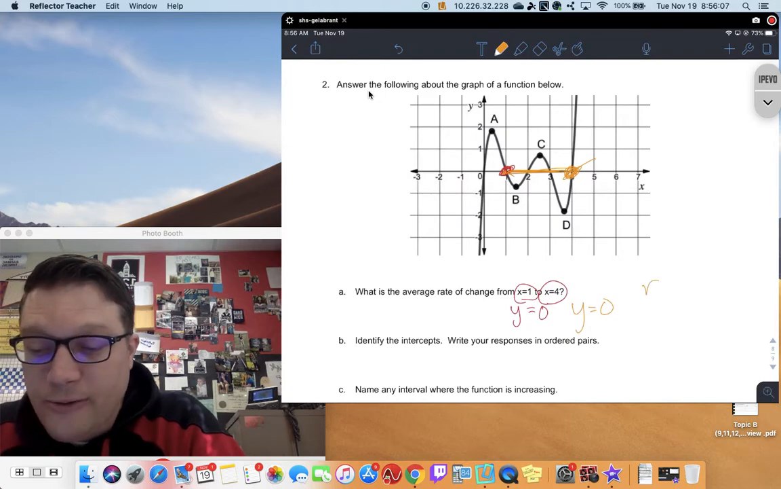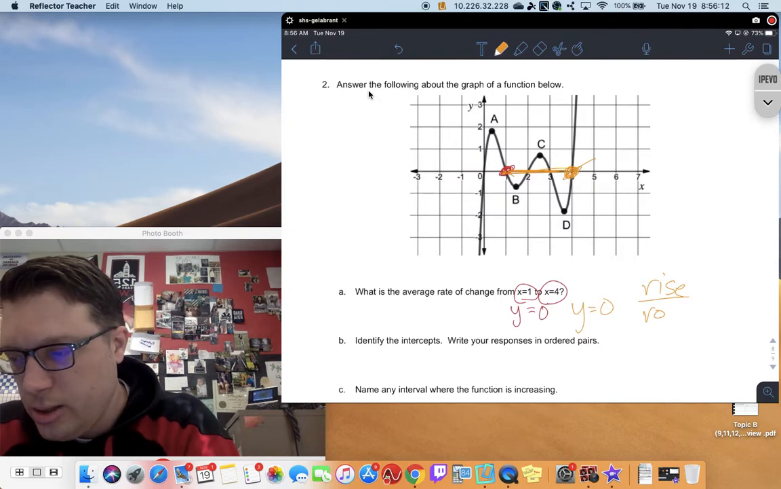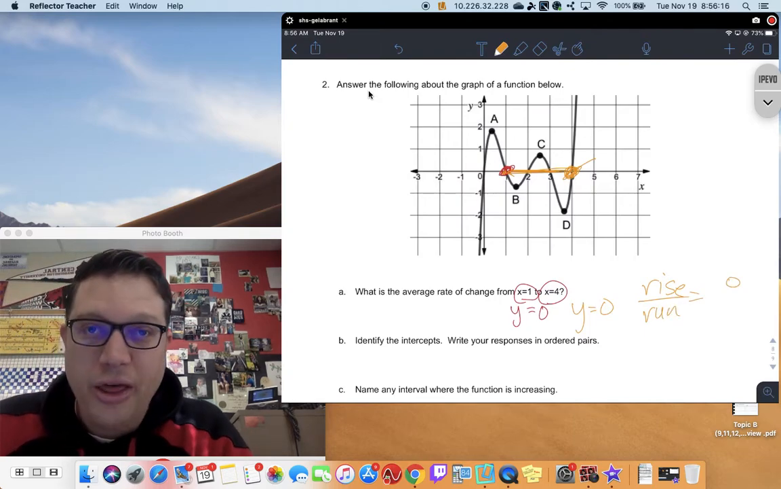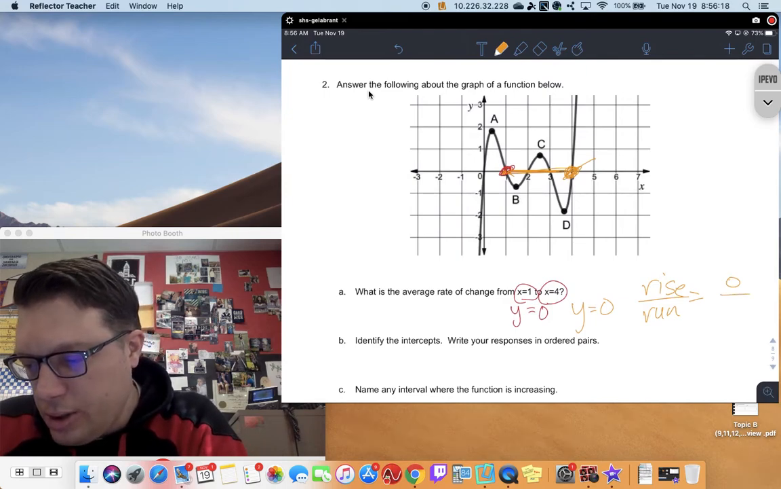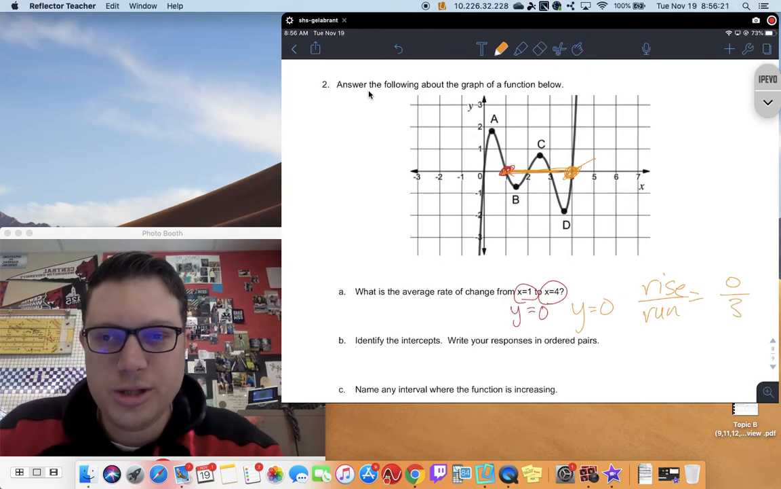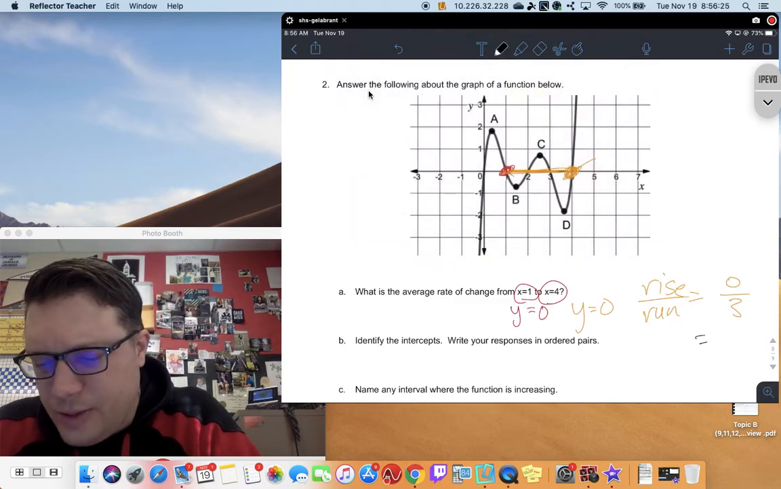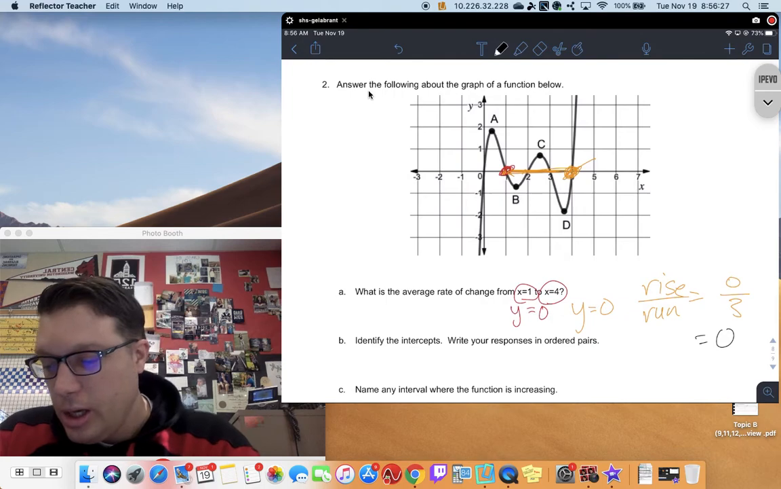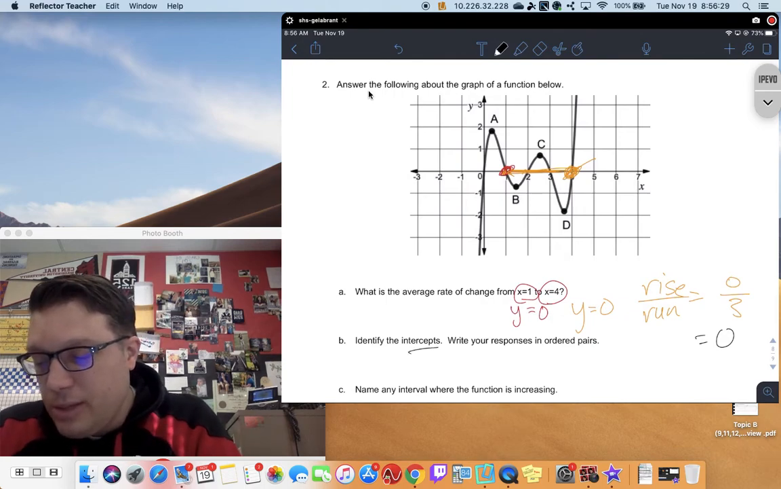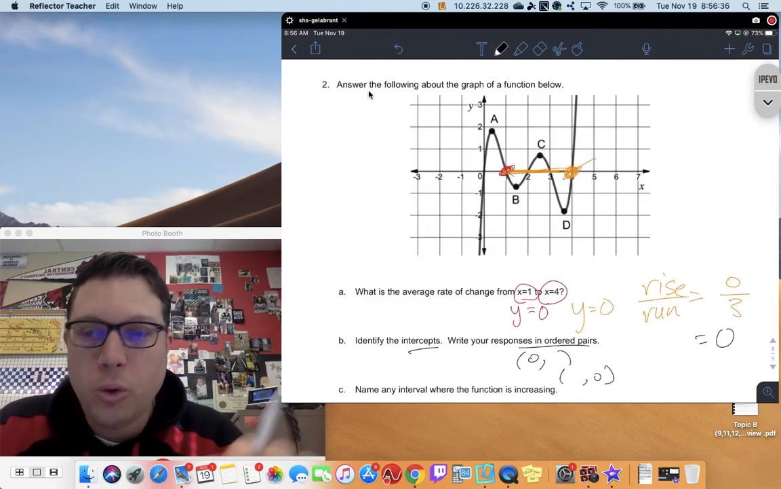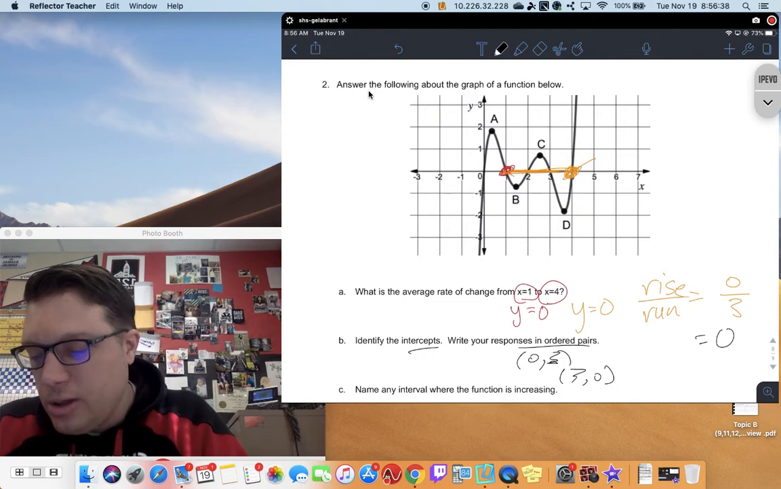So when we talk about average rate of change, we're talking rise over run. We rise nothing and we run 1, 2, 3 spaces. So 0 over 3. You can leave it that way, or you can simplify it to just 0. There is no rate of change. You should be able to identify the intercepts and write them in ordered pairs, so 0, comma, something, or something, comma 0. You need to have the structure of an ordered pair and fill in the numbers belonging.